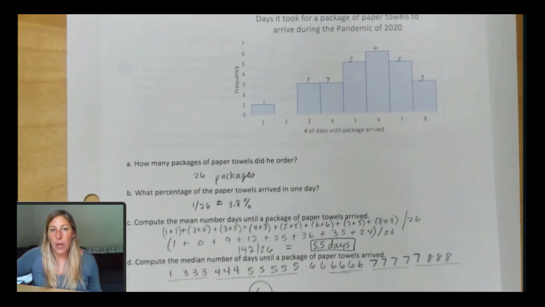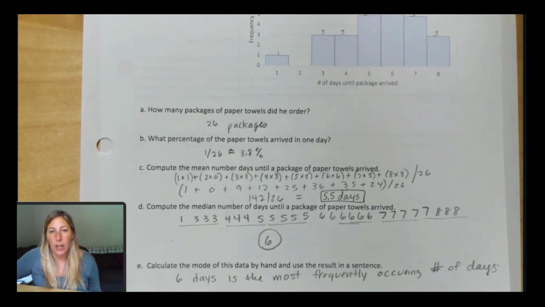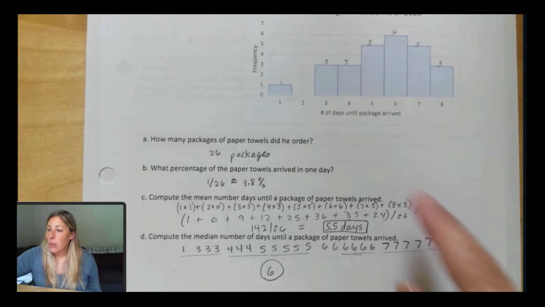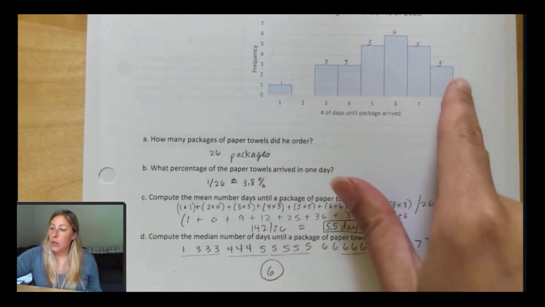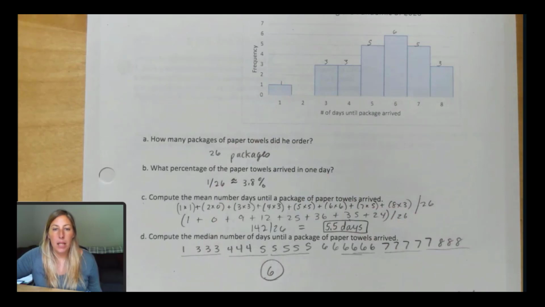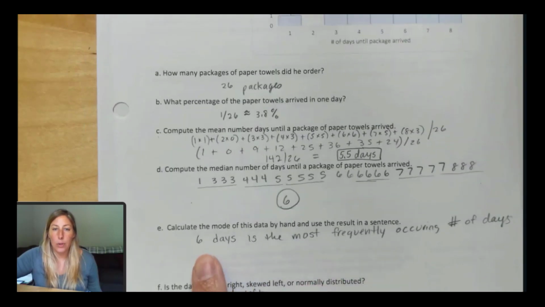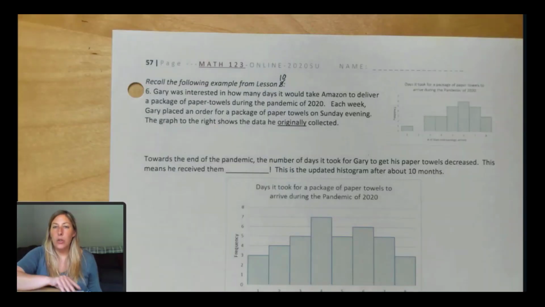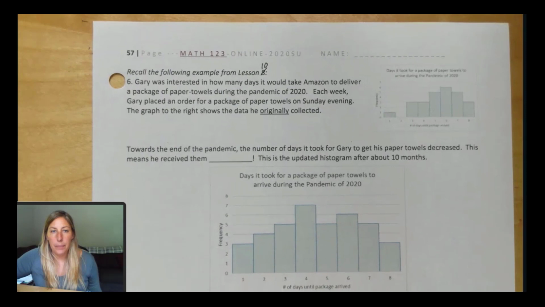The main thing that we got out of this one was how to read that histogram there. We had 26 packages of paper towels. This histogram was skewed left. We had a median of 6. The middle number was 6. Our mode was also 6. It was the most frequently occurring number. All right. So we're going to use that data and we're going to expand on it a little bit.